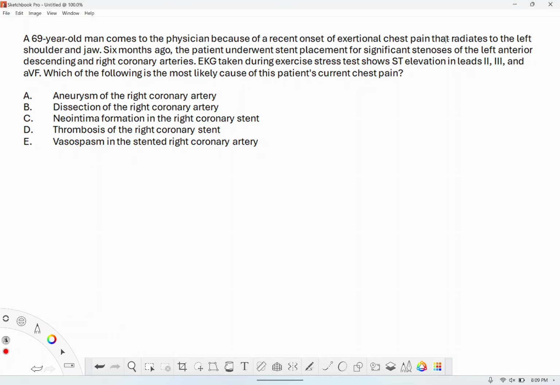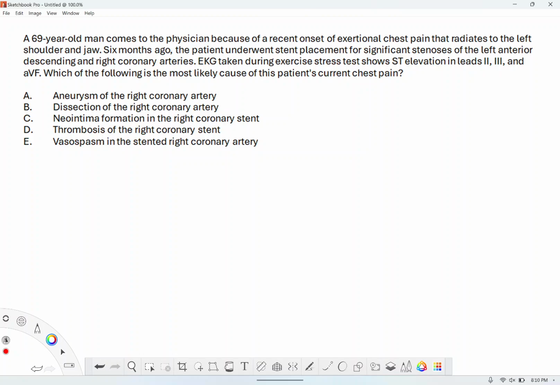Okay, so the next question is: a 69-year-old man comes to the physician because of a recent onset of exertional chest pain that radiates to the left shoulder and jaw. 6 months ago, the patient underwent stent placement for significant stenosis of the left anterior descending and right coronary arteries. EKG taken during exercise stress test shows ST elevation in leads 2, 3, and aVF. Which of the following is the most likely cause of this patient's current chest pain?